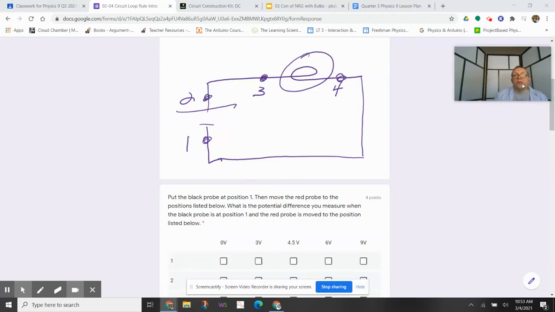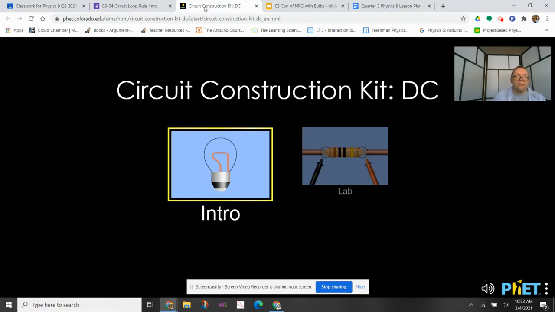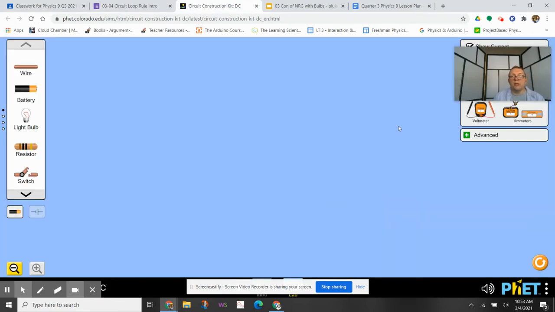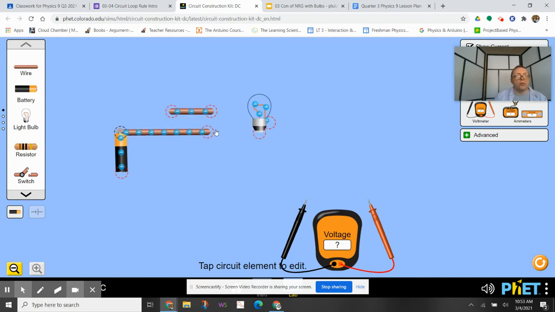So this video will go through this assignment, and we'll talk about using a FET so we can use it as a way to learn how to use a voltmeter to measure electric potential. And we're also going to figure out some stuff with what's something called the loop rule.